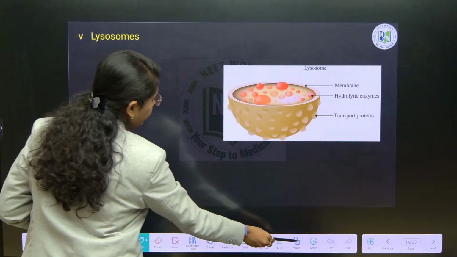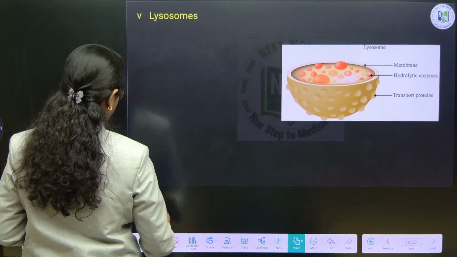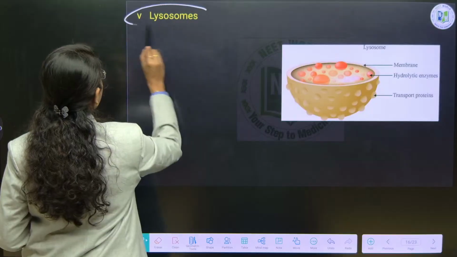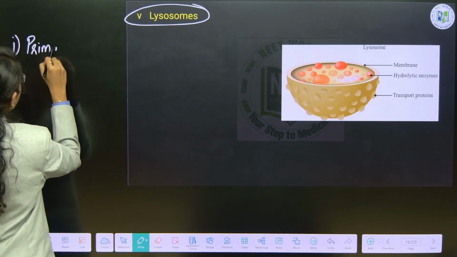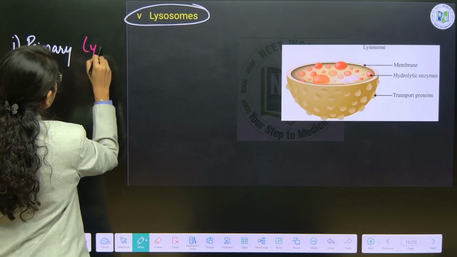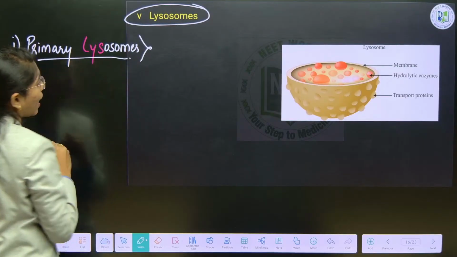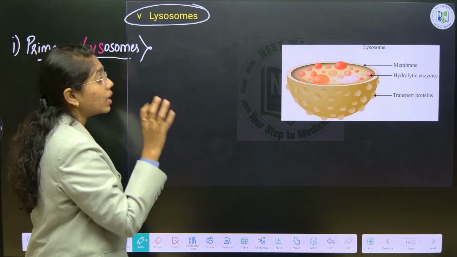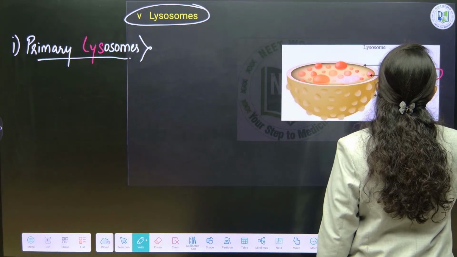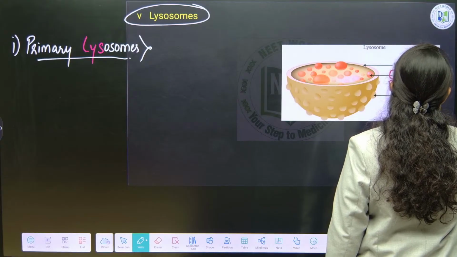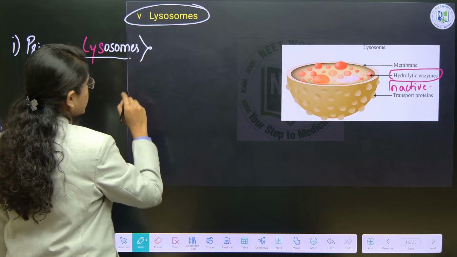So the primary lysosomes are rich in what? Hydrolytic enzymes. The first type of lysosomes is primary lysosomes. Primary lysosomes are rich in hydrolytic enzymes. These hydrolytic enzymes are inactive. Primary lysosomes will have what? Hydrolytic enzymes.